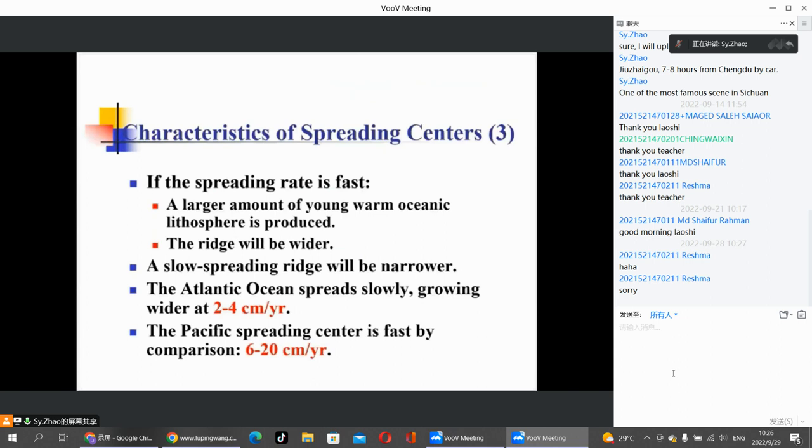And if the spreading rate is fast, a larger amount of young warm oceanic lithosphere will be produced, and also the range will be wider. A slow spreading range will be narrower. The Atlantic Ocean spreads slowly, growing wider at, I have mentioned, 2 to 4 centimeters per year. And the Pacific spreading center is faster by comparison, at 6 to 20 centimeters per year.